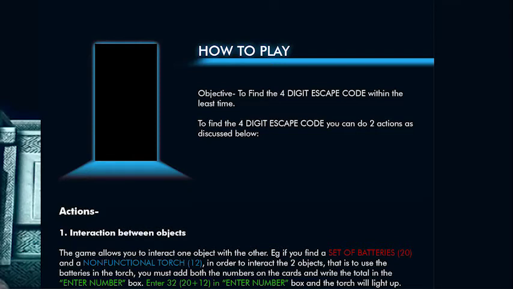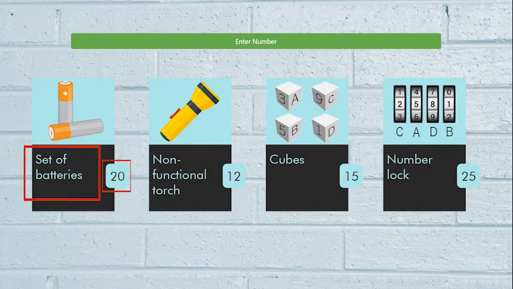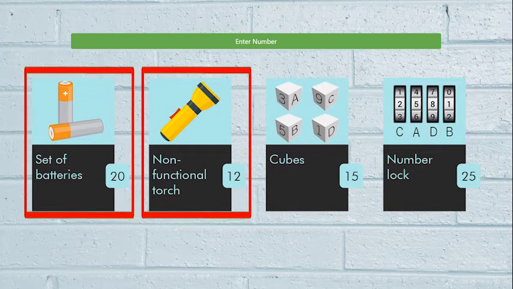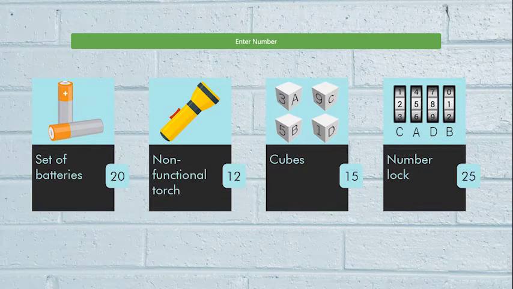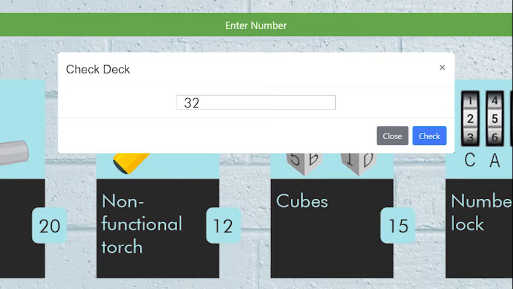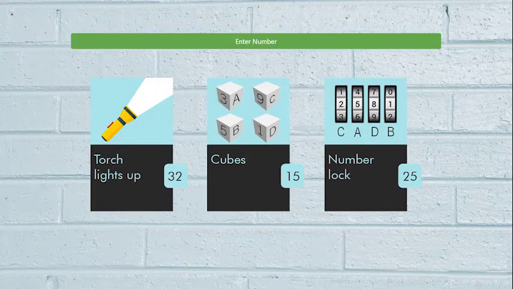First, during the game, you will come across different objects. Every object will have a number and a description associated to it. As an action, you can interact with 2 or more objects. For example, if you come across a non-functioning torch and a set of batteries, if you want to interact these 2 objects, that is, put the battery in the torch, you need to add their respective numbers and enter the total in the enter number box. If your interaction and the input number is correct, you will see the result of your interaction. For instance, the torch lights up in this example.